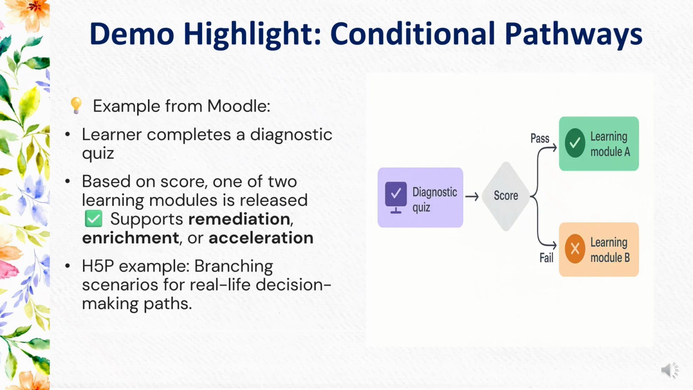Now let us consider a practical example. In Moodle, learners can take a diagnostic quiz, and based on their score, the system automatically releases a remedial module, an enrichment module, or an advanced activity. Similarly, H5P branching scenarios allow learners to make decisions that lead them down different paths, much like a choose-your-own-adventure story. This is personalization in action, where learners have unique pathways that adapt to their performance and choices.